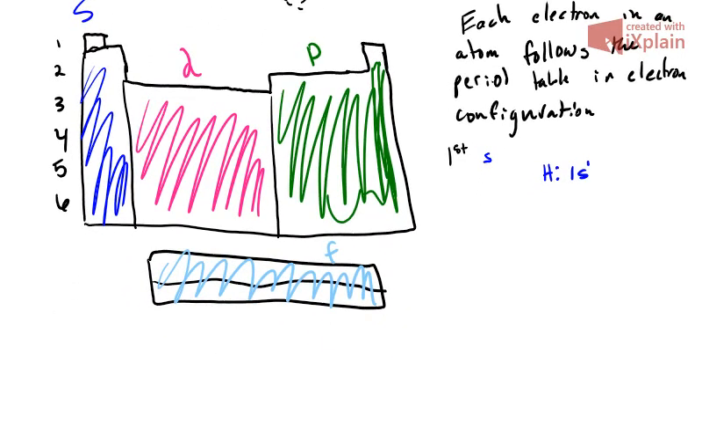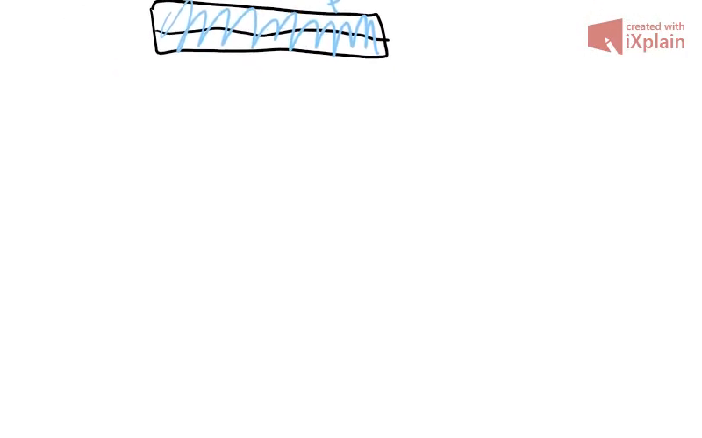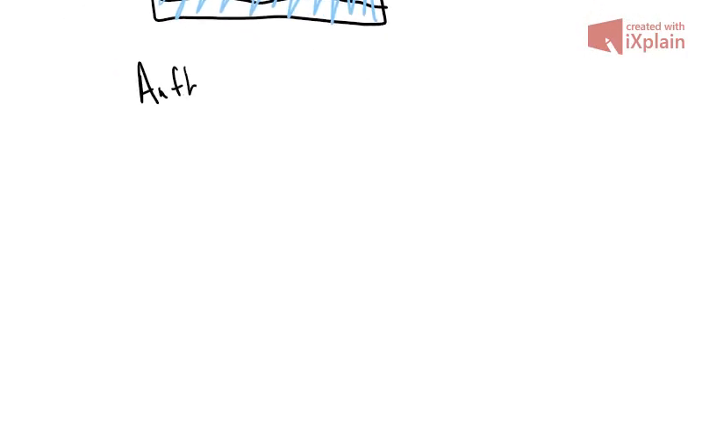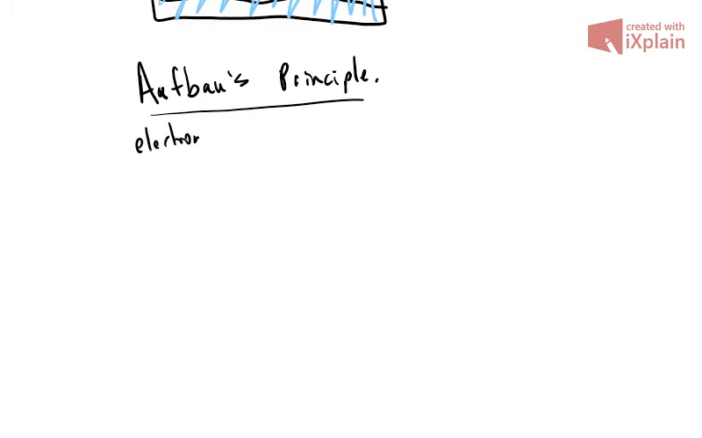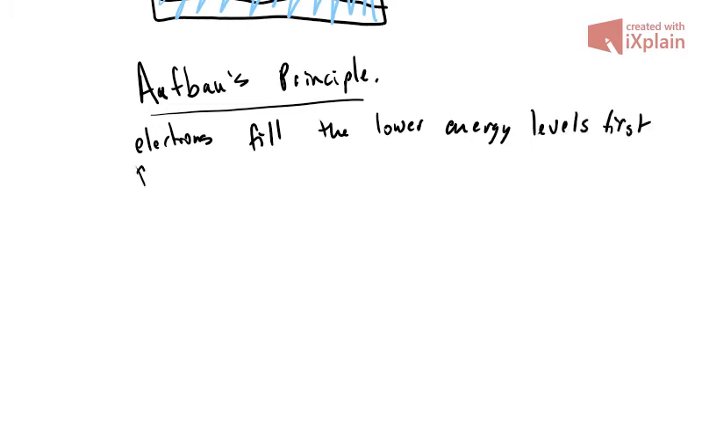Now, the biggest point that we can say is that these electrons follow Aufbau's principle. I think I'm spelling it wrong. Aufbau's principle says that electrons fill the lower energy levels first, then go higher.